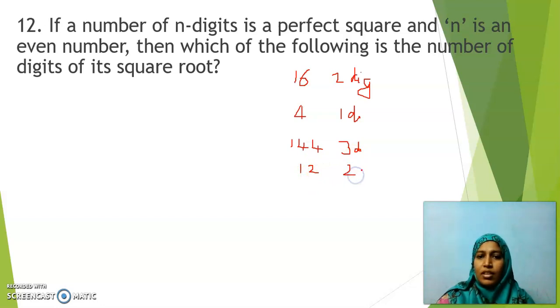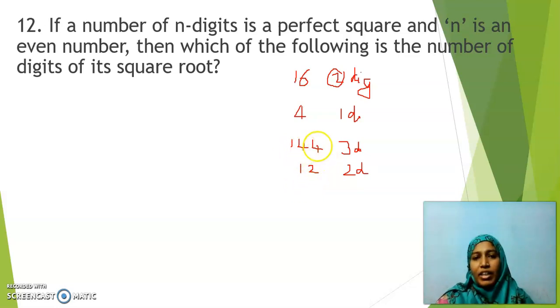See here, they are telling us we have a perfect square number and it has an even number of digits. 16 has an even number of digits. I am not saying that it is an even number. It has an even number of digits. How many digits does it have? 2 digits. This 2 is an even number. How many digits are there in this 144? 3 digits. And this is an odd number. I say 144 has an odd number of digits. 3 is an odd number, no. So we say odd number of digits.